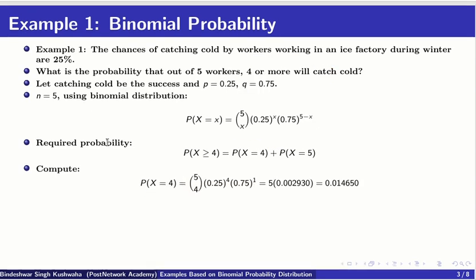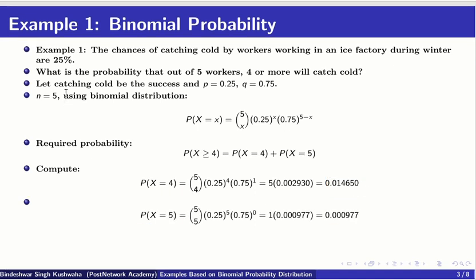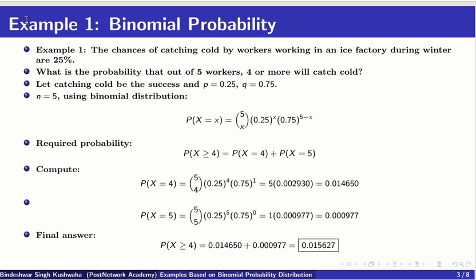So here we will compute for x is equal to 4, that will be 0.014650, and thereafter for x is equal to 5 we will have this one, and we will add and we will get the final answer. So the probability that out of 5 workers 4 or more will catch cold is 0.015627. Let us see another example.